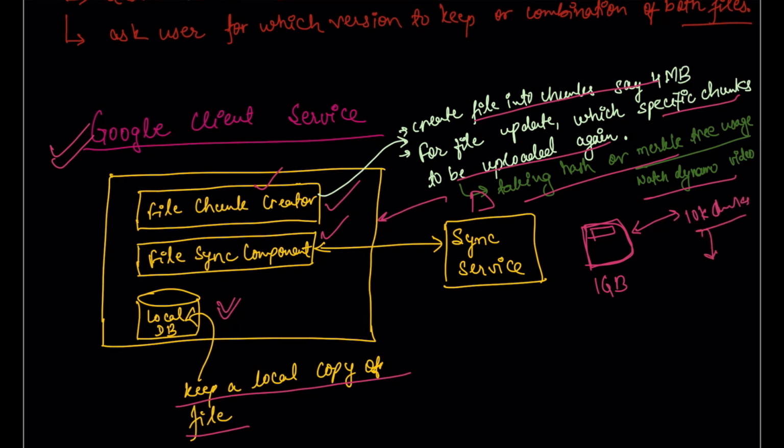Or, to optimize our upload functionality, this file chunk creator can additionally figure out in this specific file what is the specific component that was changed, what was the specific chunk that was changed. If we are able to figure that out, you only have to upload that, you don't have to upload the complete file again. So how can you do it?